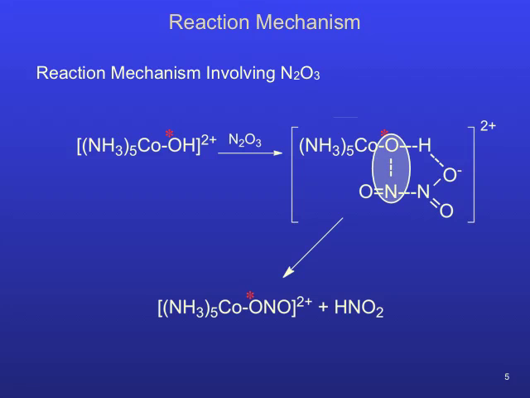The substitution starts when one nitrogen in N2O3 forms a temporary bond to the oxygen in the bound hydroxide. At the same time, the hydrogen in the bound hydroxide forms a hydrogen bond to an oxygen at the other end of the N2O3 group. In a concerted process, the NO bond remains and the OH bond in the hydroxide group breaks. The nitrito complex is then formed along with HNO2. Note that the original oxygen in the complex is still present in the new product.